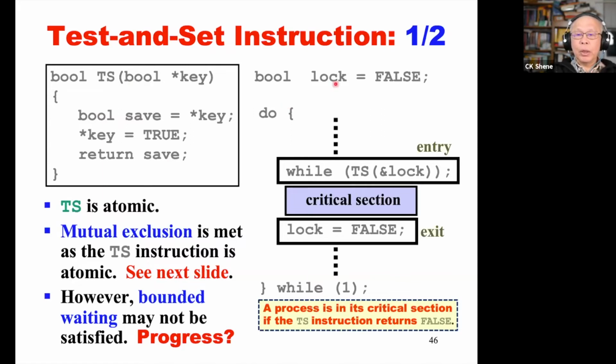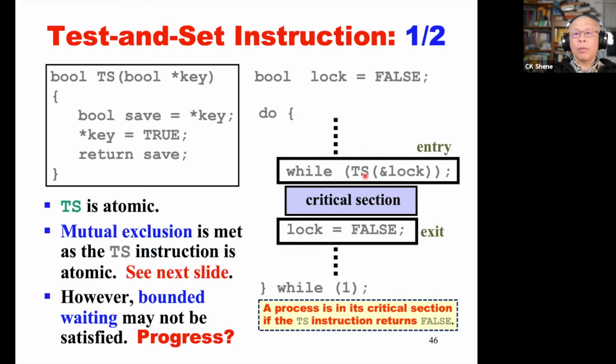So usually it goes this way. We have a global variable shared by all resources or all processes. Initially, its value is false. So the TS instruction is usually used in the while loop. Reading this one means we provide the value of lock to the TS instruction. The TS instruction replaces the lock by true and returns its old value as the result.